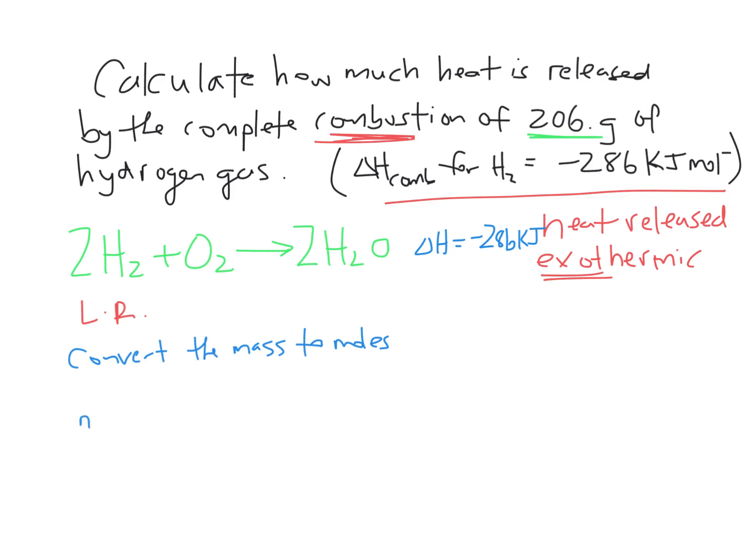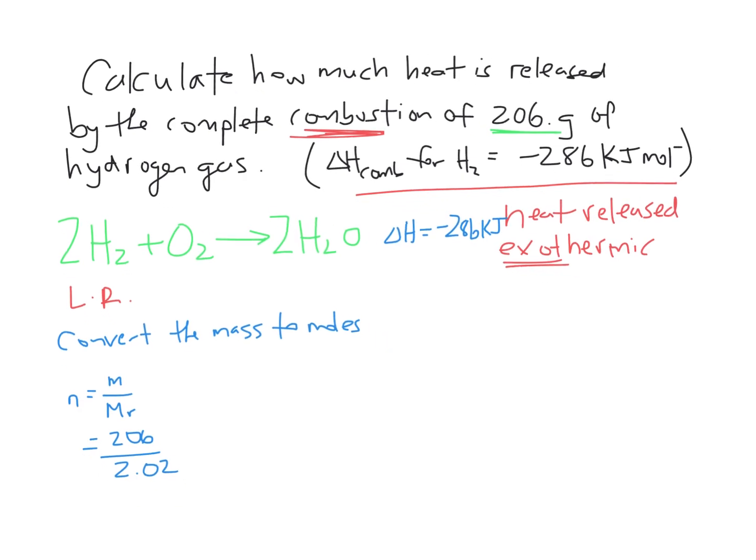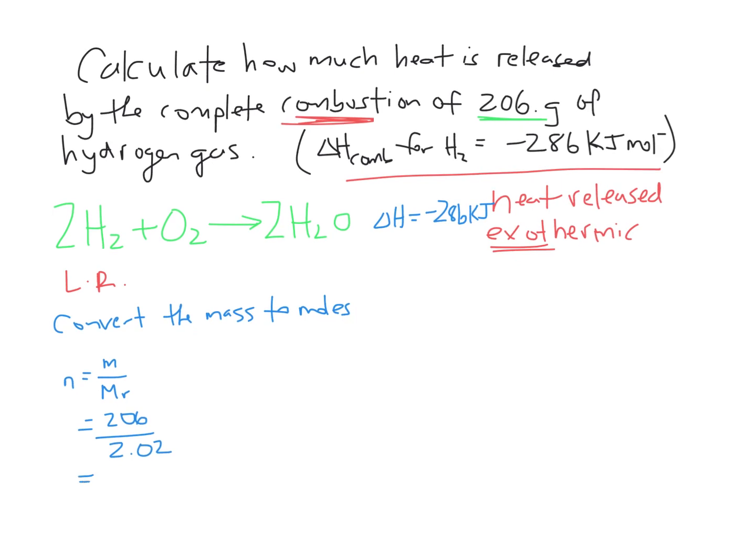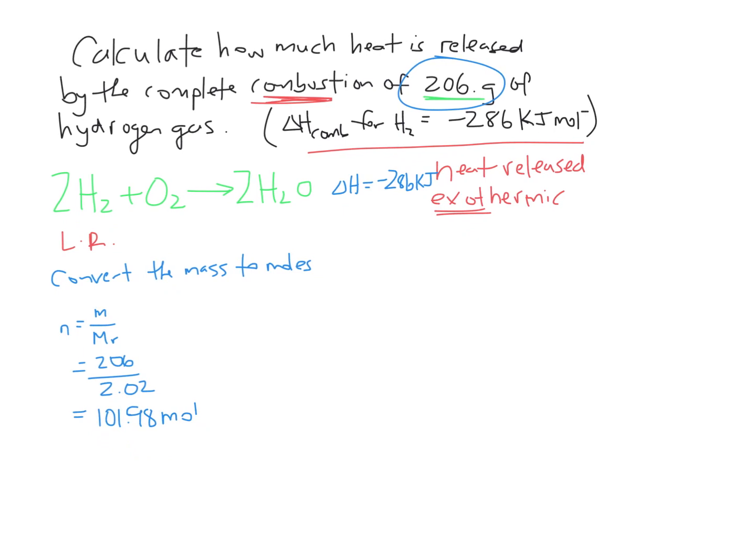So let's convert that mass to moles. We do that through the formula moles is equal to mass over molar mass. For hydrogen, the mass given is 206. The molar mass is going to be 2.02, 2 hydrogen atoms. Punch that into your calculator and you should get a value of about 101 point something or other, depending on how many figures you keep. I'm going to keep 101.98 at this point, and I'm going to round it to 3 significant figures at the end because that's how many is given in the question. So we'll round it at the end. We have 101.98 moles of hydrogen gas.